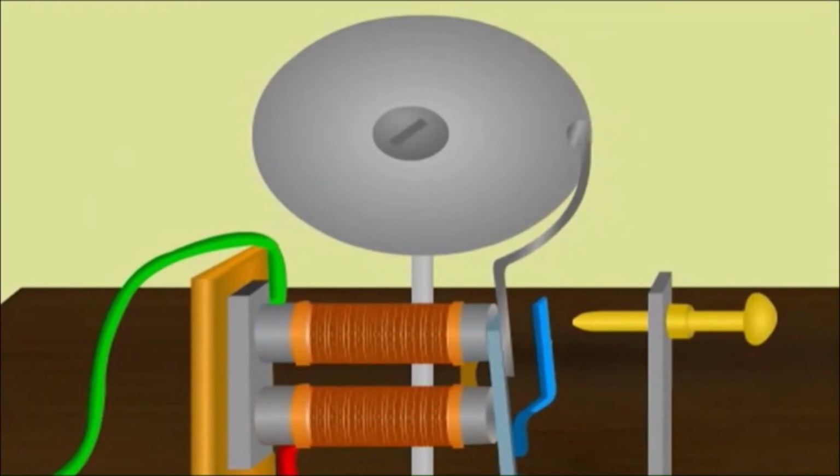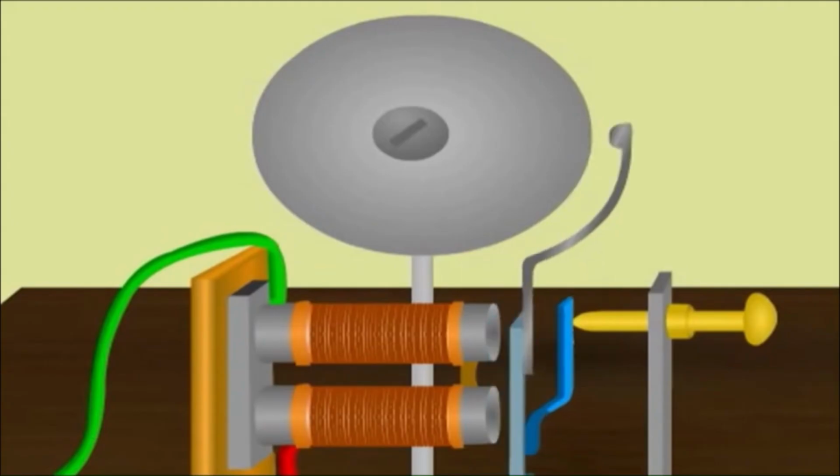But the moment the hammer got attracted towards the magnet, something happened. And what was that? It lost contact with the iron screw. The circuit was broken. And once that happened, well, our iron object was no longer an electromagnet. So the hammer went back to its original position. Once that happened, the metal strip touched the screw.